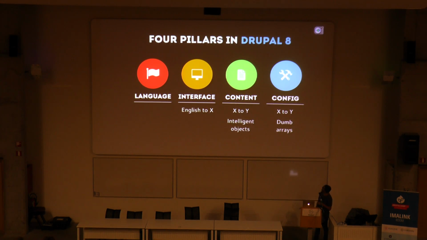So in the case of content, we could translate from any source language to any target language, and they were intelligent objects. In the case of config, you can also translate from any language to any other language, but you are actually getting raw arrays, so you really have to use the language manager for actually managing stuff there. And yeah, so those are the four pillars in Drupal 8, and this is a quick review of the Drupal 8 APIs.